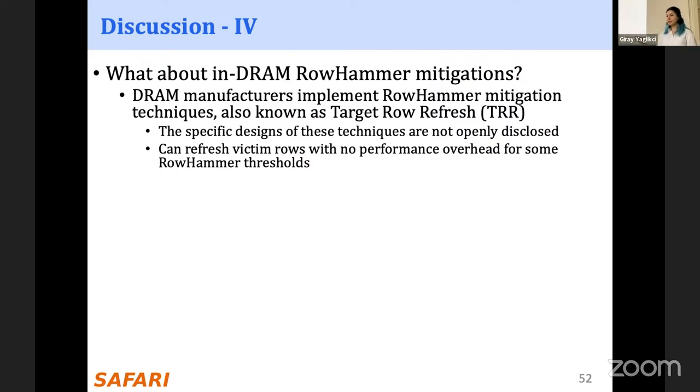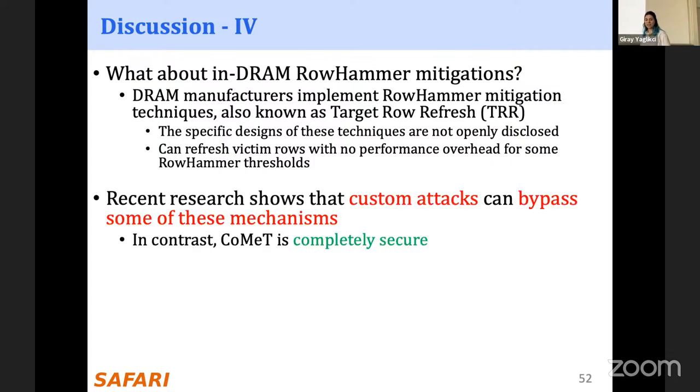So these sound good, right? So what about them? What we also know is that recent research shows that custom attacks can bypass some of these mitigations. So in contrast to that, CoMeT is completely secure. Let's say that you have a system that already employs this TRR mechanism. Maybe you could also have CoMeT, but in that case, you sort of need to know what TRR does, right? Because it will activate or refresh some rows, which ends up activating some rows, and then we need to count for them, and so on.